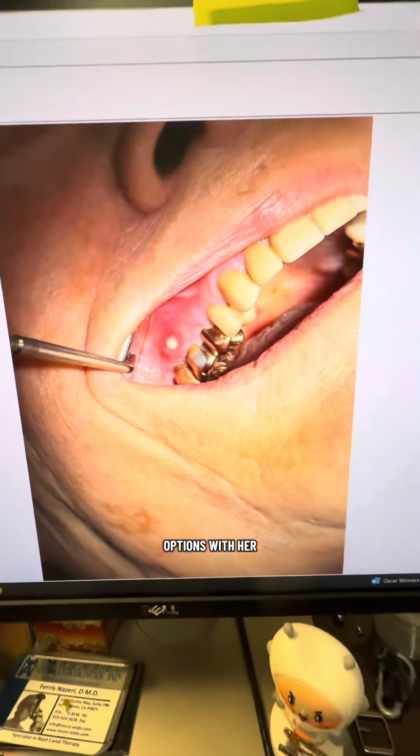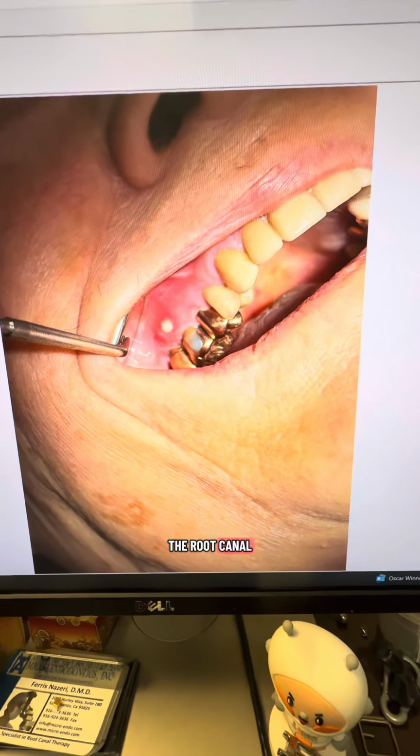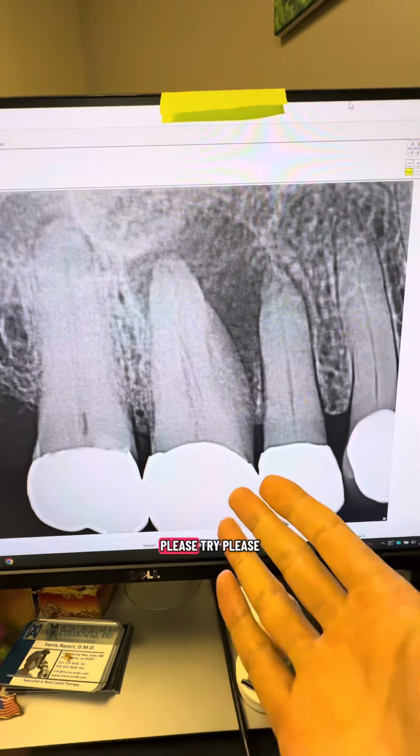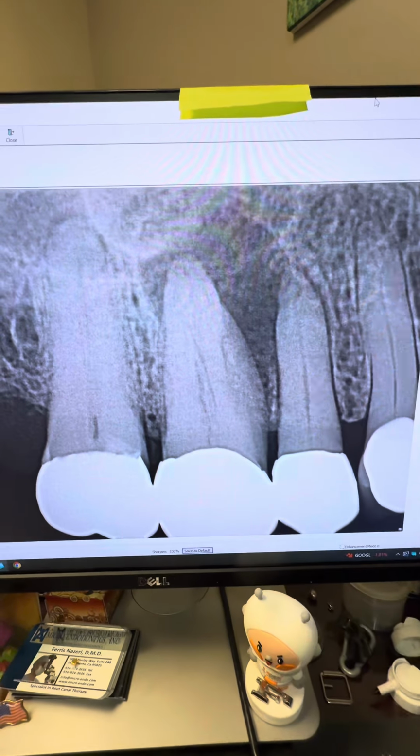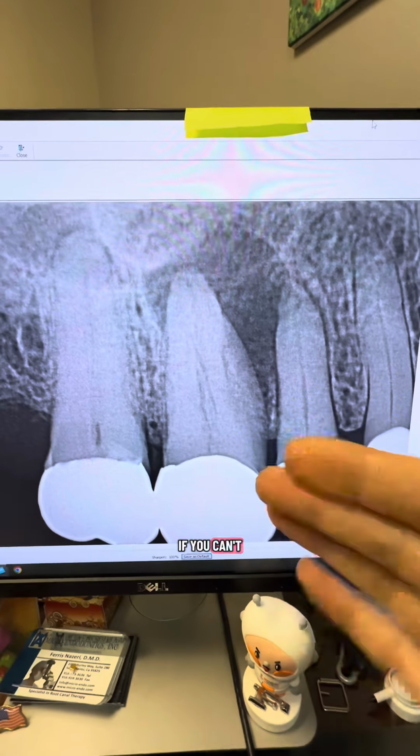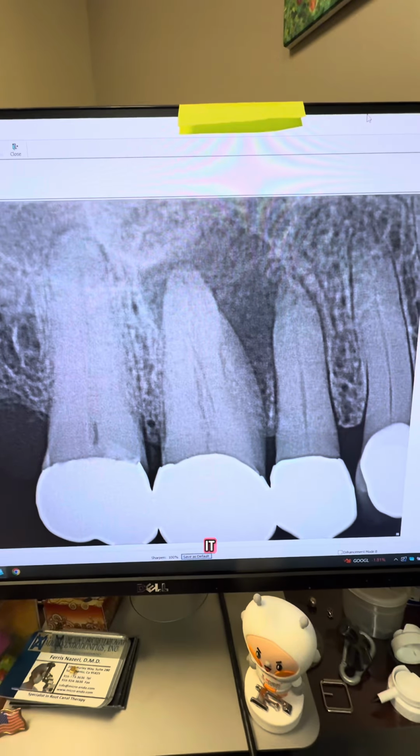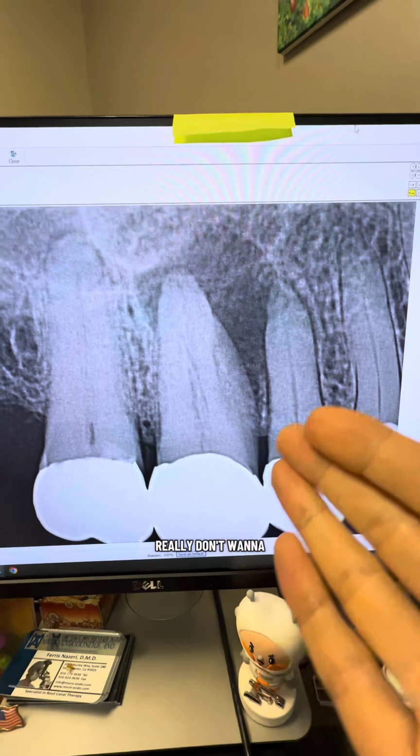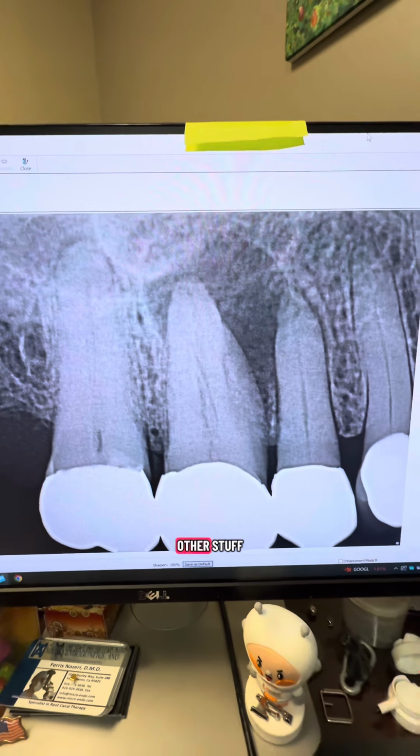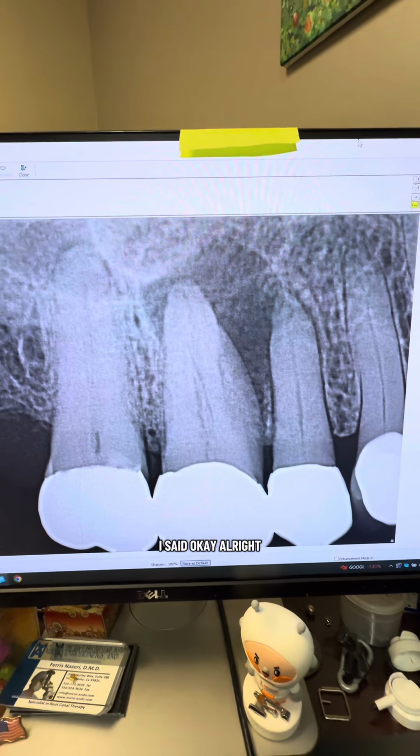So we discussed options with her. I let her know I may not even be able to do the root canal. She's 83 years old and said, please try. If you can do it, then do it. If you can't, then so be it, pull it. But I'm 83 years old, I really don't want to go through extraction and bone graft and all that other stuff. So please do your best. And I said, okay, all right, I'll do my best.